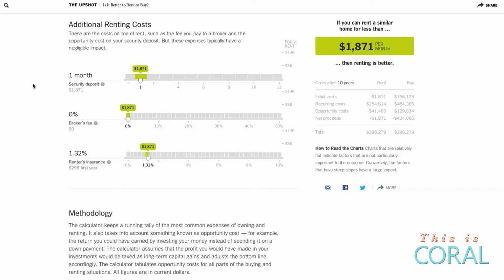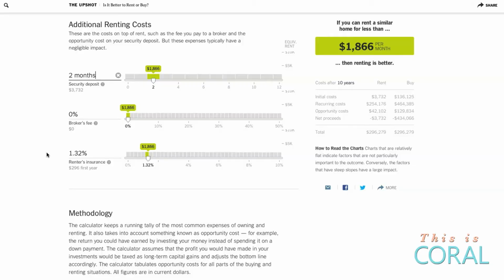Now we're going to talk about what happens to you if you rent indefinitely. So we need to know what's the security deposit. Usually this is first and last month's rent, so we're going to put 2 months. And then we also have to see if there's a brokerage fee. So if you found your rental place with a broker, you'd have to put that in. I'm going to assume 0. And then we also need the renter's insurance, and I'm going to assume about 1% for that.